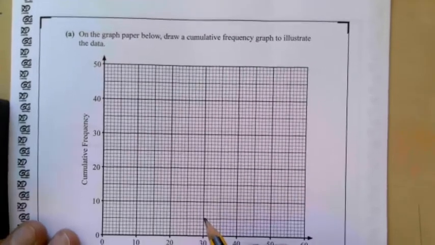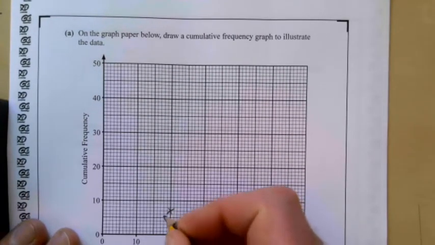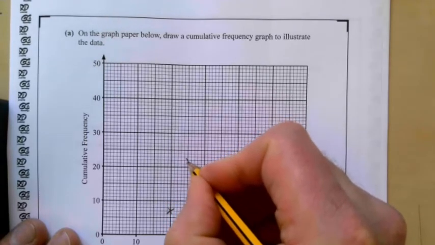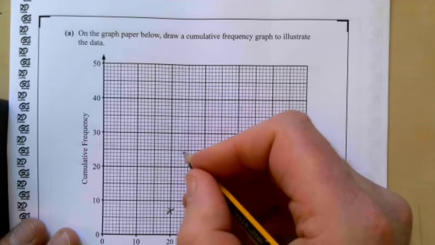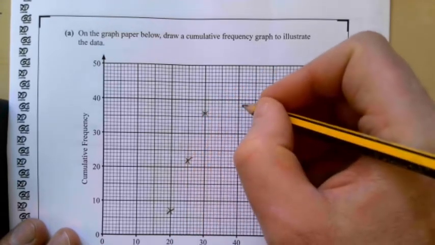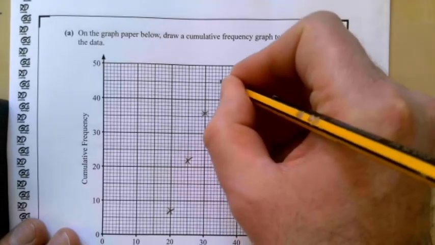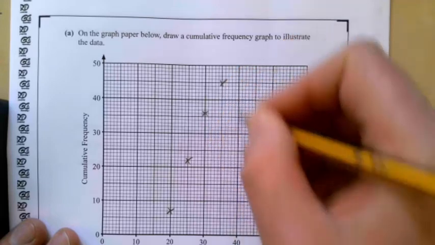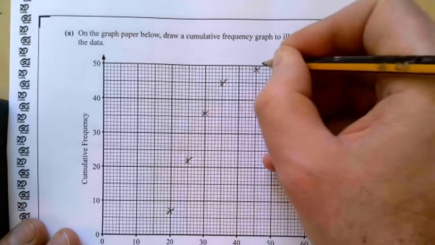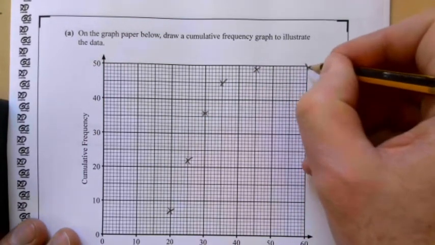So let's move so we can see here. So 20 is going to be 7. 25 is going to be 22. 30 is 36. 35 is 45. 45 is 49. And 60 is up then to 50.